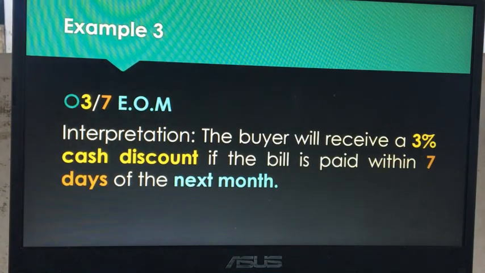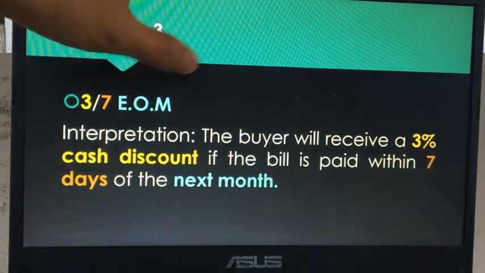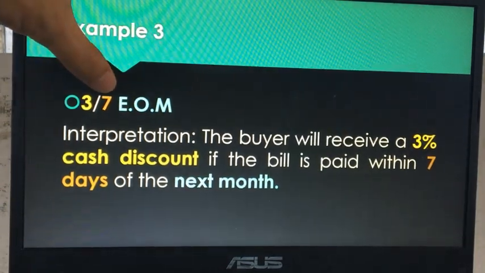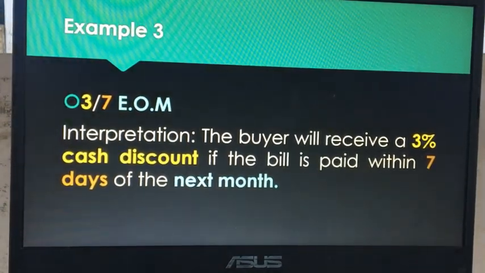Why did I refer here to next month? Because I have here EOM. Why 7 days? Because my denominator is 7 days. Meaning if my invoice date is January 1 and it's written as 3 over 7 EOM, the 3% discount is still applicable next month. So that is the first 7 days of February. Okay? So that's how 3 over 7 EOM works.